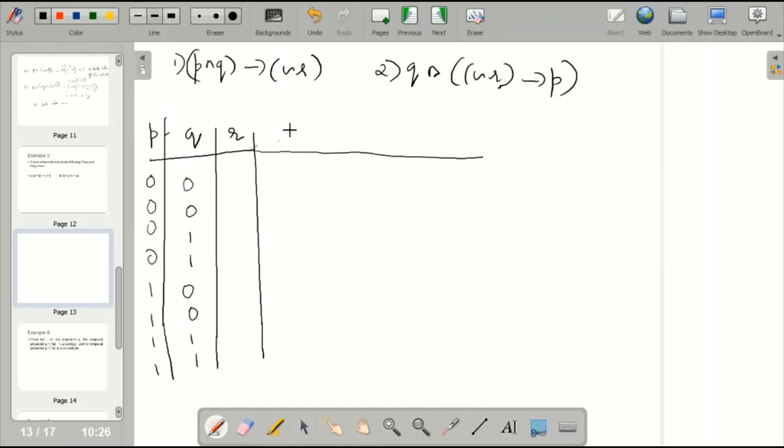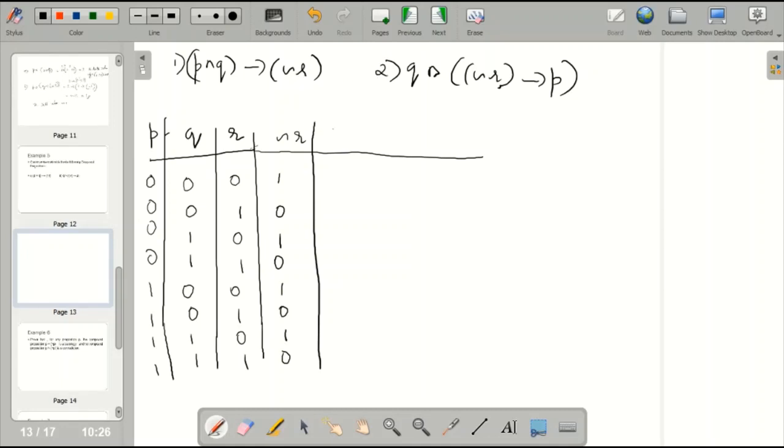Next, what are the terms we have here? Okay, here again 0 1, 0 1, 0 1 and 0 1. Next, what are the terms we require in both? It is negation of R. So what will be the negation of R? Just write negation of R. So it will be 0 means 1, 1 means 0, again 1 0, 1 0, 1 0, 1 0.